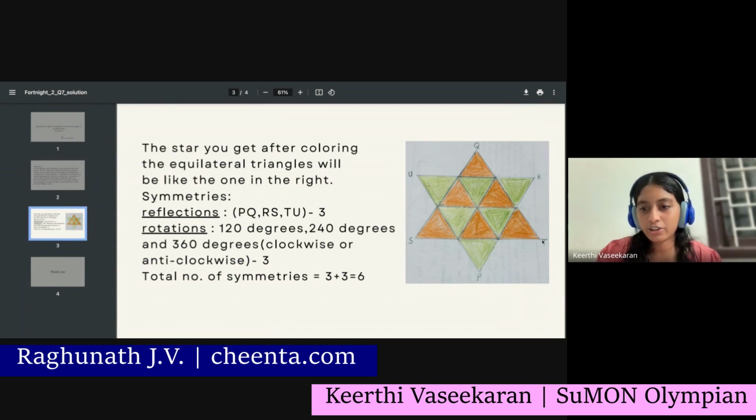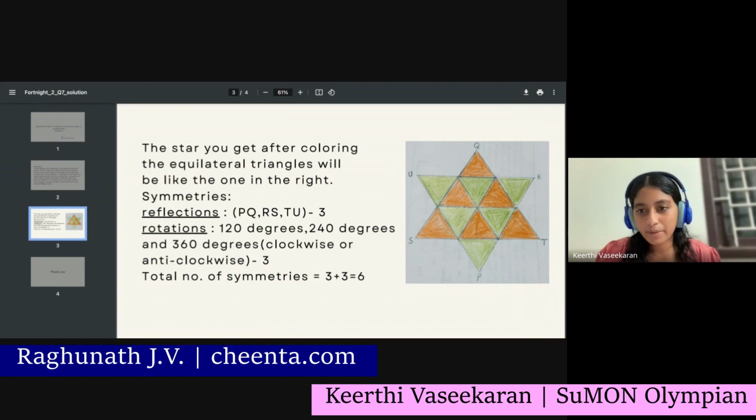Similarly, then Q will be in the original position of T. Now the Q has to move to S, which means I have to rotate it again by 120 degrees in the clockwise direction, which means 240 degrees from the original position. And similarly, from Q in the position of original S, you can get it back to the original position of Q by rotating it again by 120 degrees, which means there is an entire 360 degrees rotation.